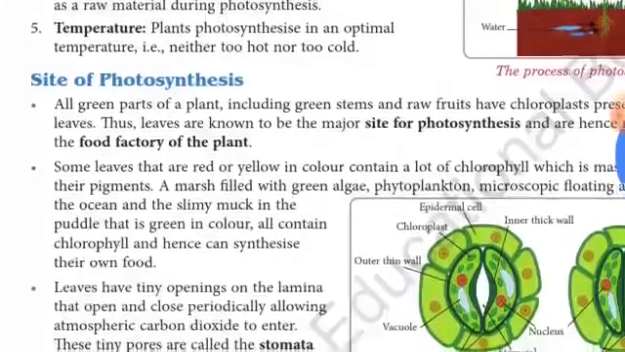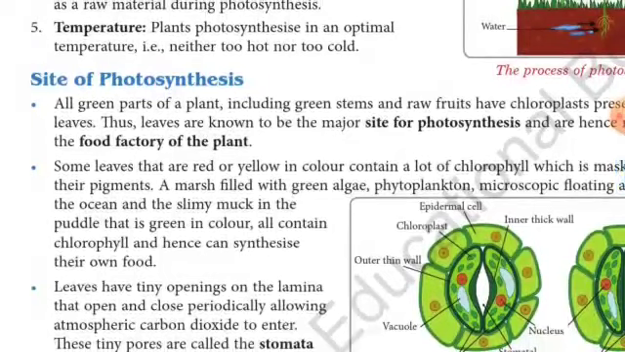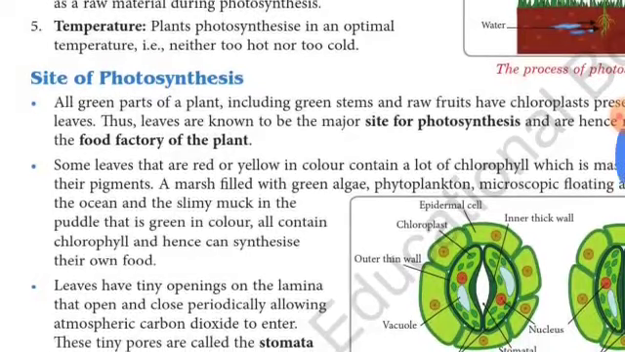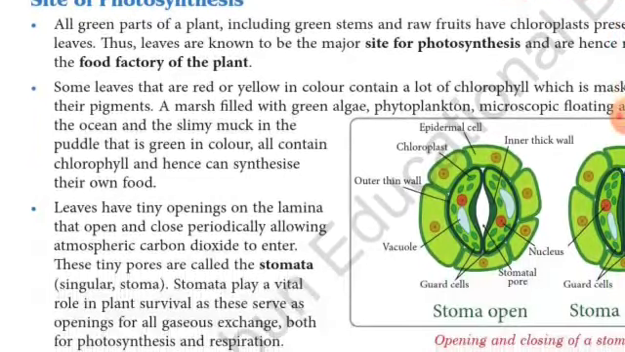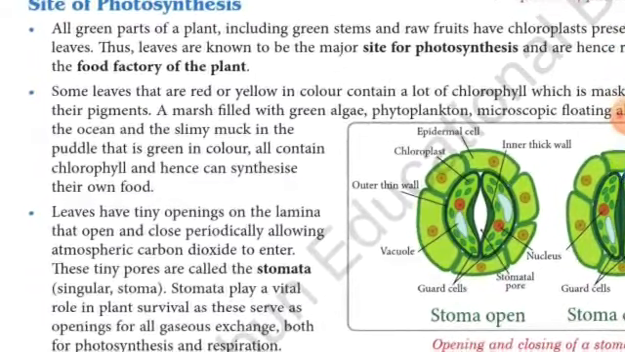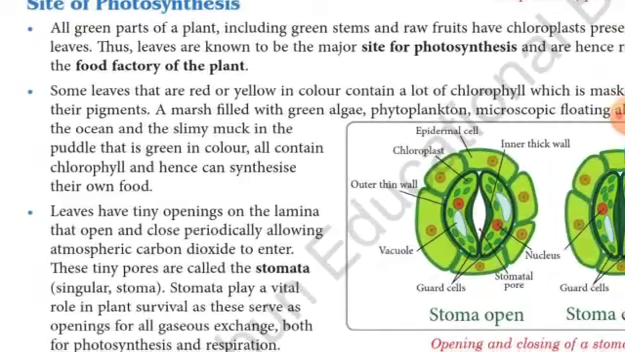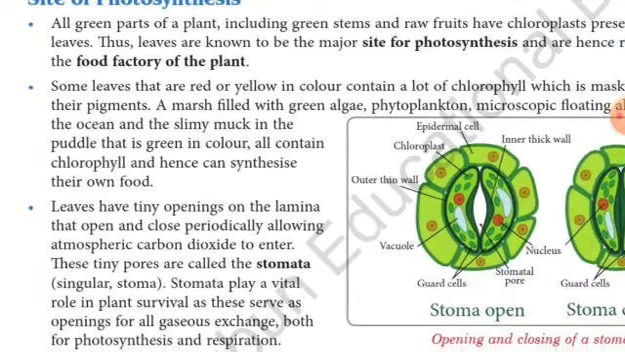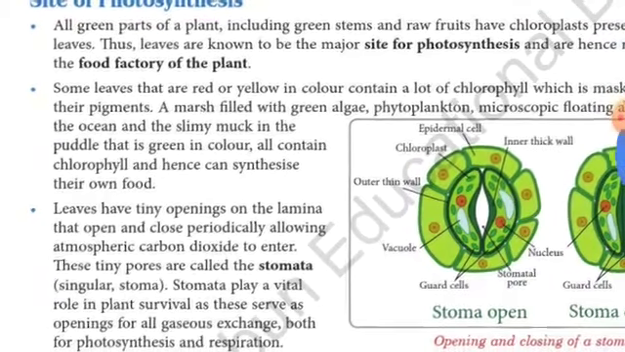Now have you seen the colorful leaves? The leaves which contain various colors, do they also do photosynthesis? Yes, they also do photosynthesis. They contain a lot of chlorophyll which is masked under their pigments, just like we use a mask to hide our face. In the same way, chlorophyll is hidden by the colors that are found in leaves. Example, a marsh filled with green algae.